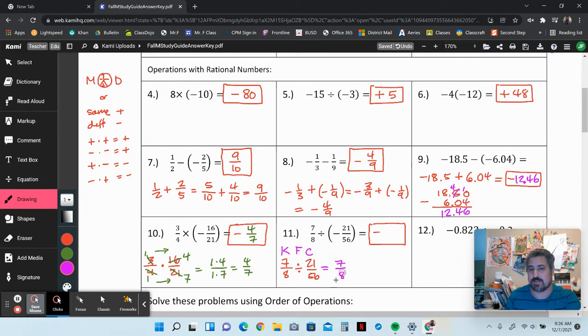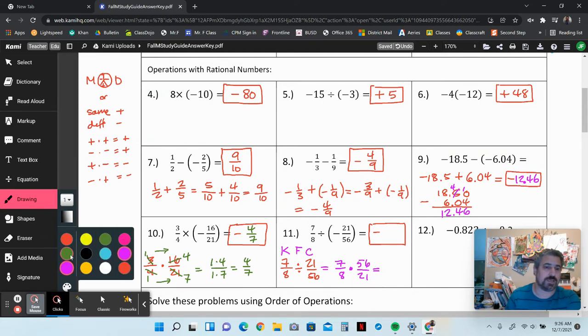7/8 stays 7/8, but the division changes to its inverse operation, multiplication, and the one on the right, the one that you're dividing by, flips top to bottom to its reciprocal. So this would be 56 over 21. Okay, now we have an equivalent multiplication problem that's easier to solve, because now you can dance, you can cross cancel. So in this case, when we cancel, we're going to get 7 cancels with 21.